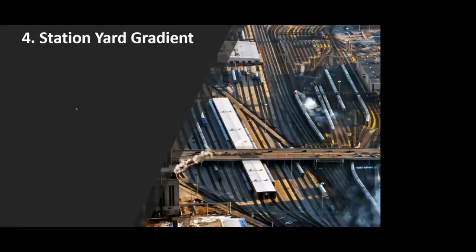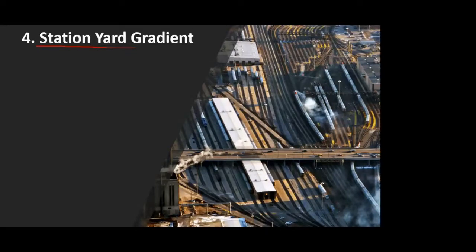Then coming to the fourth type, the station yard gradient. Now station yard, for those of you who might not have seen it, is nothing but the parking or the temporary repair works of your trains. They go in the station yard.